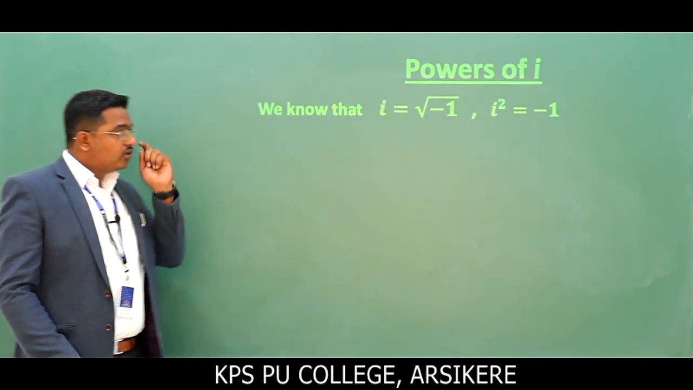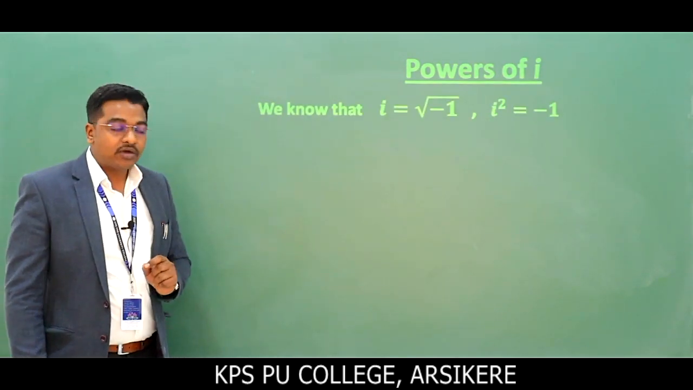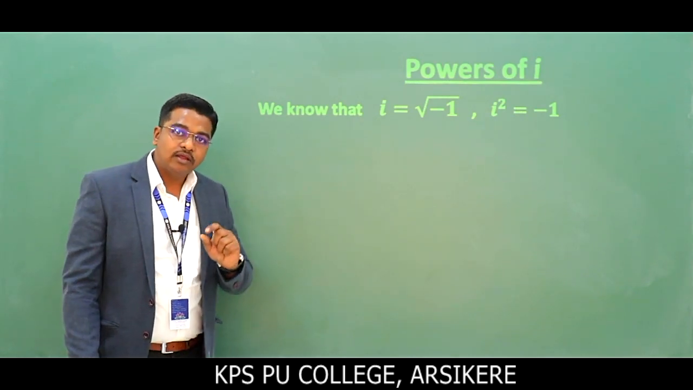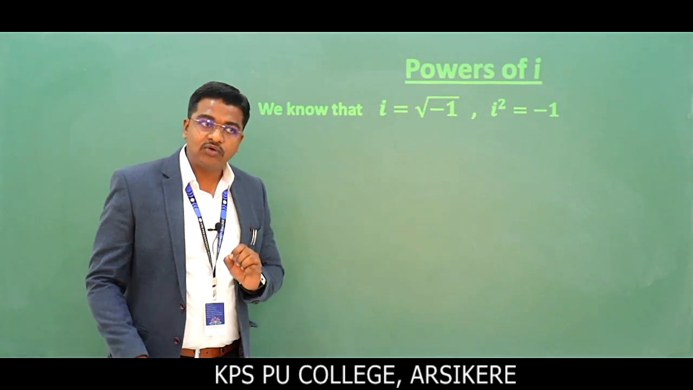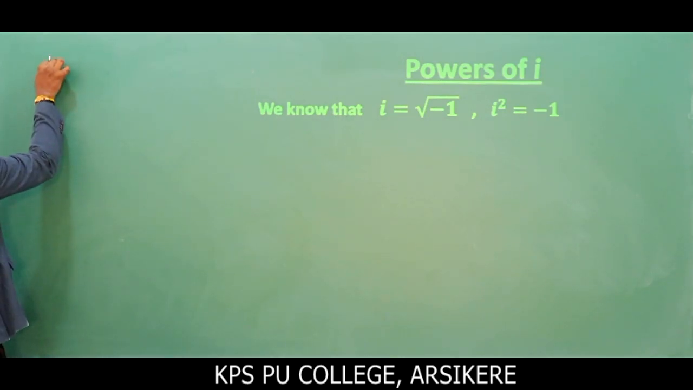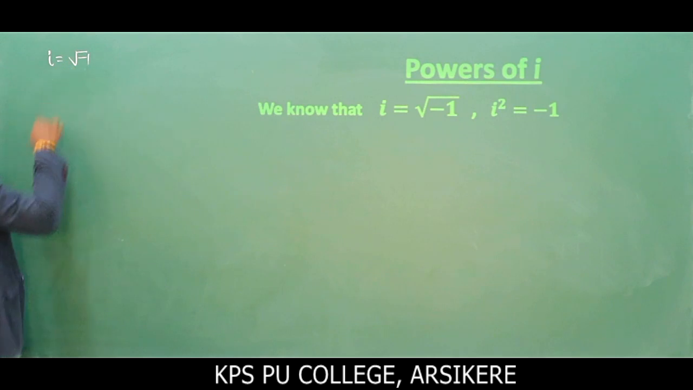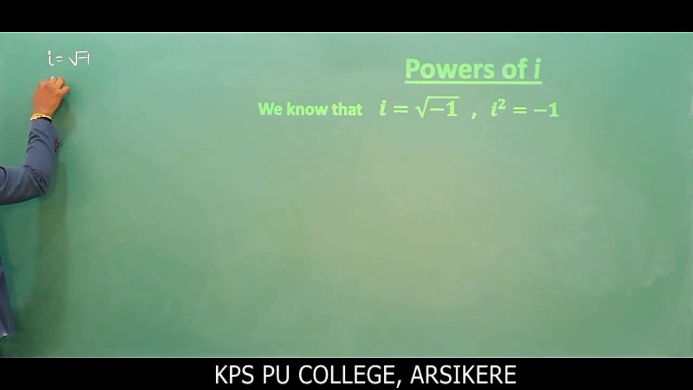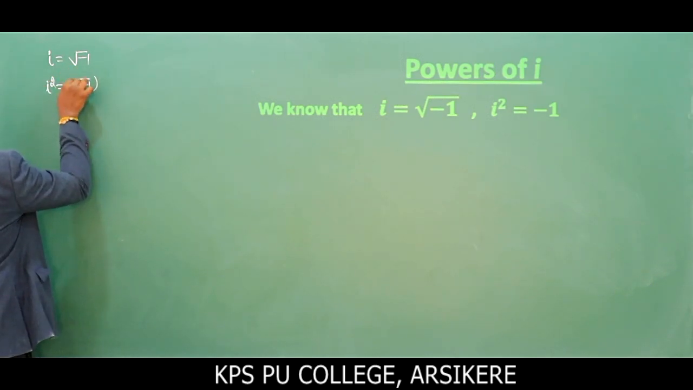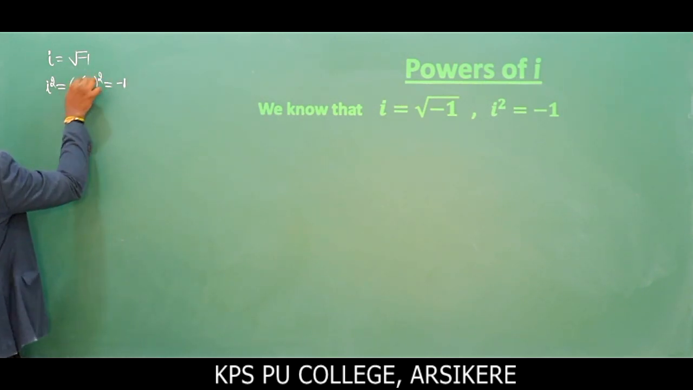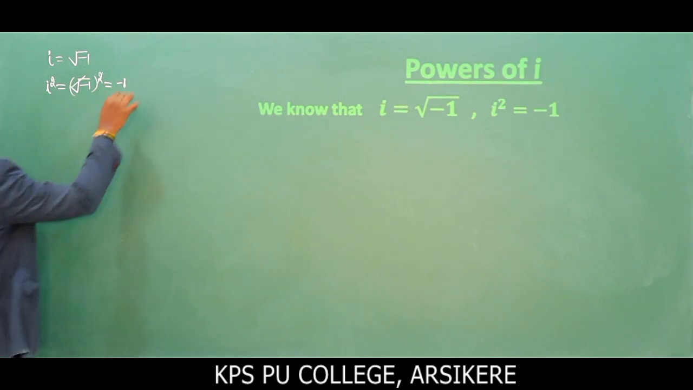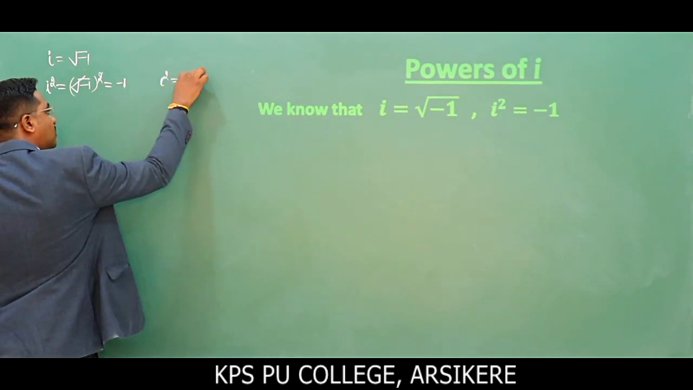First one. We know that i is equal to square root of minus 1. What about i square? Last class, i square is equal to minus 1. How is i square equal to minus 1? I will explain. Here we have i is equal to square root of minus 1. What about i square? i square can be written as square root of minus 1, whole square. Here the square root and square get cancelled. We are left with minus 1. Therefore, i square is equal to minus 1.